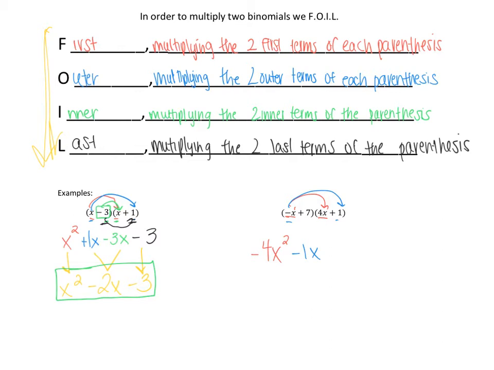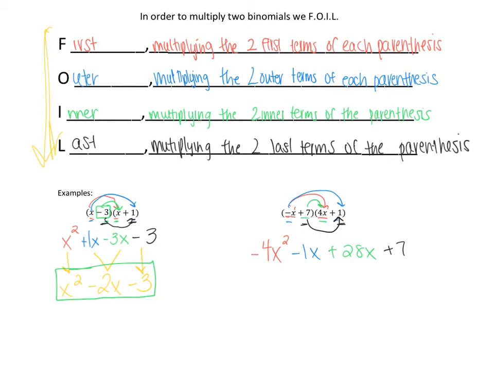Then I'm going to go to my green color. Now we're going to multiply our innermost terms, okay? In this case, my innermost terms are +7 and 4x, okay? Then we're going to multiply, okay? And that gets me a +28x. 7 times 4 is 28, and we can't forget our x. Okay, last thing we're going to do is we're going to multiply the last two terms of each parenthesis. Okay, so that's +7 and +1. I'm going to draw my arrow under. 7 times 1 is +7.